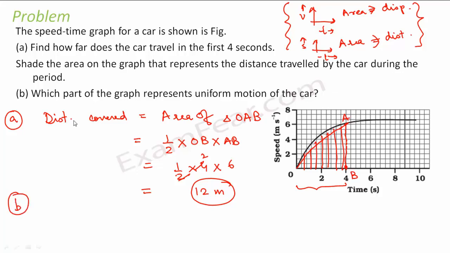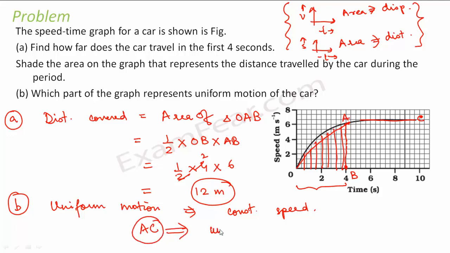In the second part it says which part of the graph represents uniform motion of the car. So which part represents uniform motion? Uniform motion would mean that the car is moving with uniform speed, a constant speed. The speed doesn't change with time. Now if you look at this graph, in the initial portion the speed increases with time. But from this part onwards, if you see, the speed is constant with time. So uniform motion is represented by the portion AC.